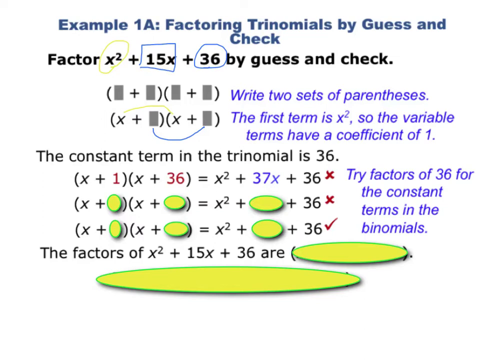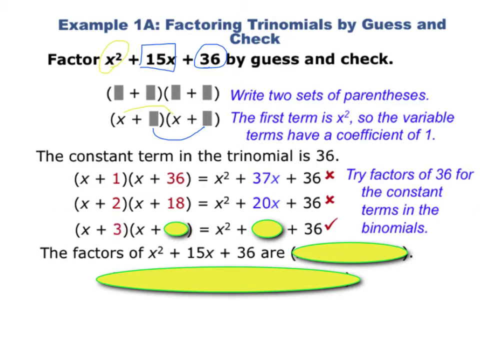Next, let's take a look at this set of factors here. I can have 2 and 18. Now if I add those two together, 2 plus 18, what does that give me? Well, that gives me 20. And is 20 equal to 15x? Nope, that's not it. Okay, so let's try another.